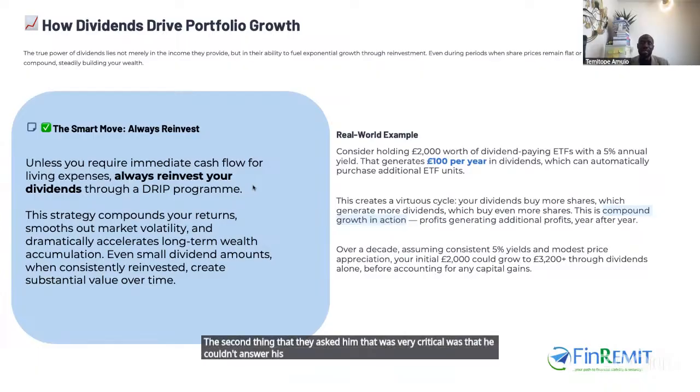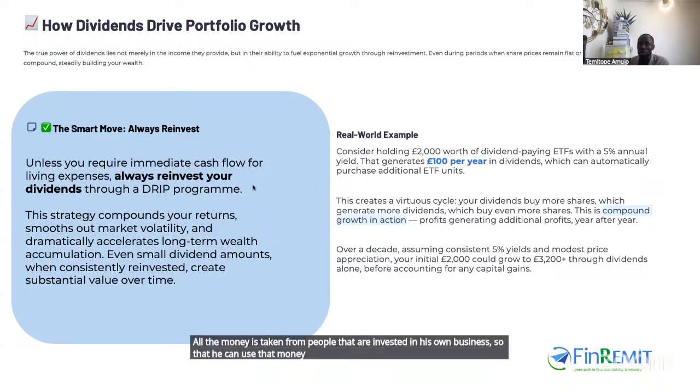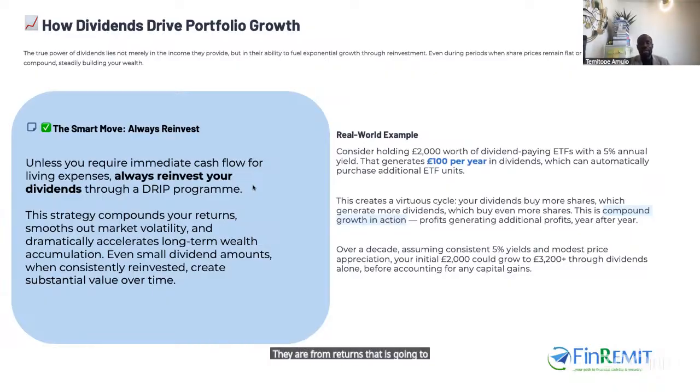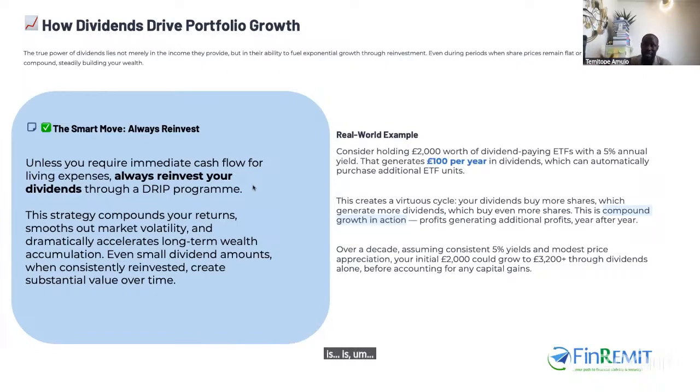And WACC is that all the money is taken from people that invested in his own business so that he can use that money as loans to students. There are some returns that he is going to pay back to them. So if he's going to pay them 10% per annum and is getting 30% per annum from the students that are borrowing those monies, then his weighted average cost of capital is 10%. His average percentage of return on investment is 30%. So his spread is 20%.